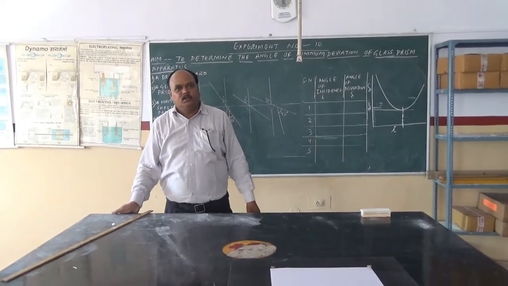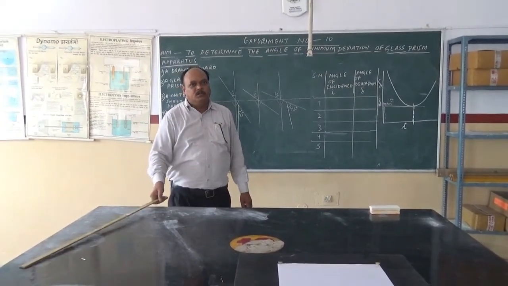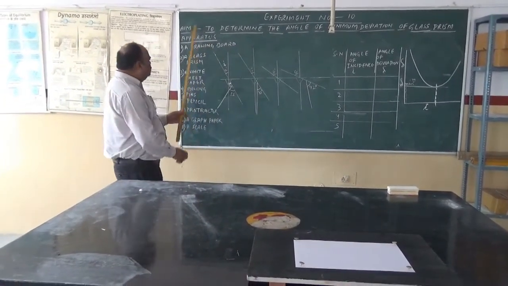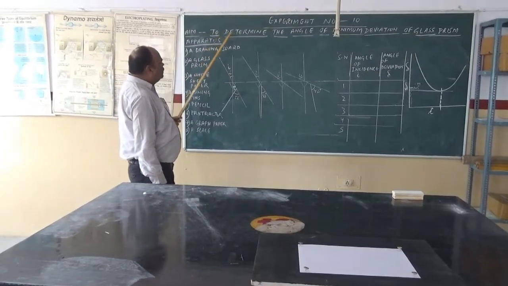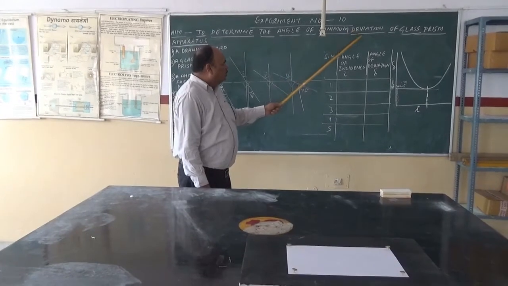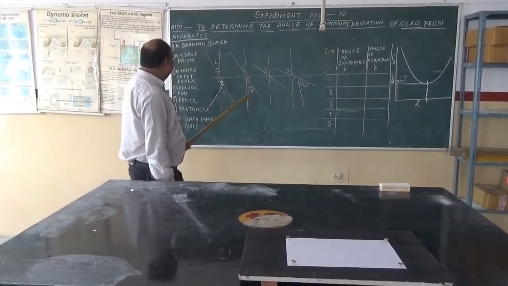Good morning students. Now we are going to start experiment number 10 to determine the angle of minimum deviation of a glass prism.